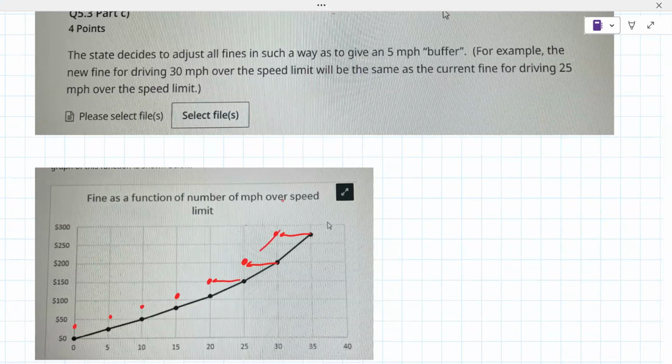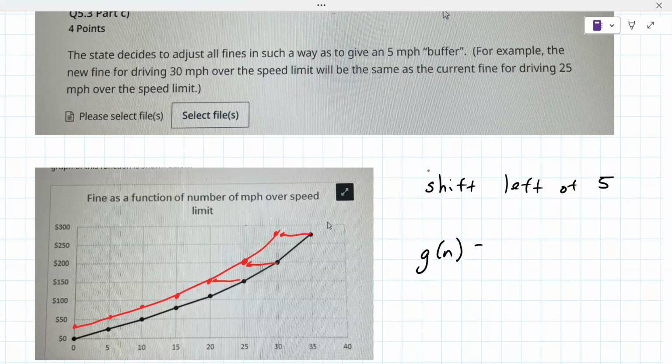So it looks something like that. It kind of looks like the first one, but you would maybe want to say in words that it's a shift left of 5. So your new function, your g of n, is f of, now this time it's inside. So if you recall, when you go left, you subtract 5, like that, inside the function.